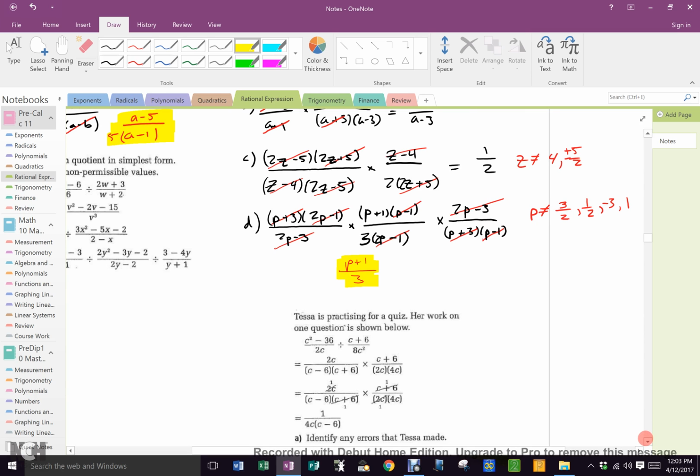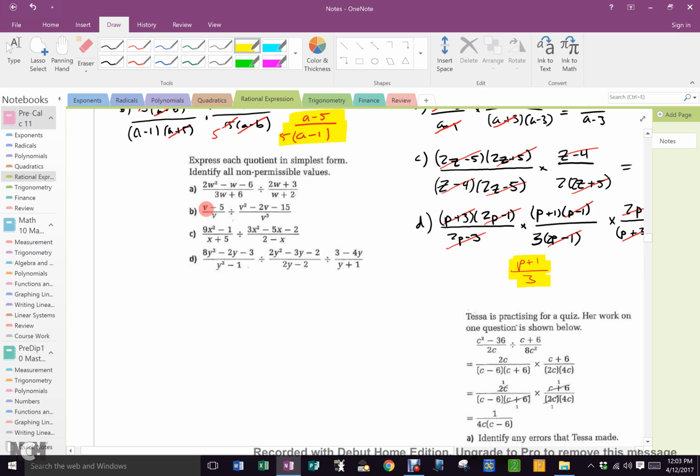Okay, let's move over to these guys here. These are all quotients. So what do I have to do? I have to flip them all to multiply. So when I rewrite them, I'm just going to rewrite them as multiplied. So I'm going to get A, that factors to 2w plus 3, w minus 2 over, take out a 3, w plus 2, times, flip that, w plus 2 over 2w plus 3.